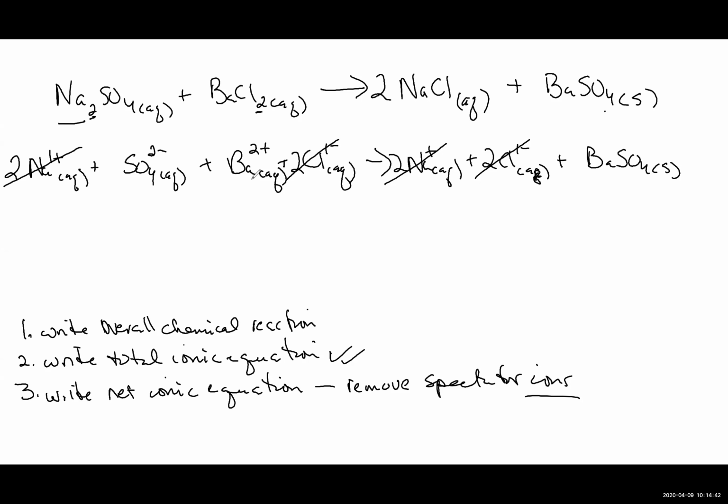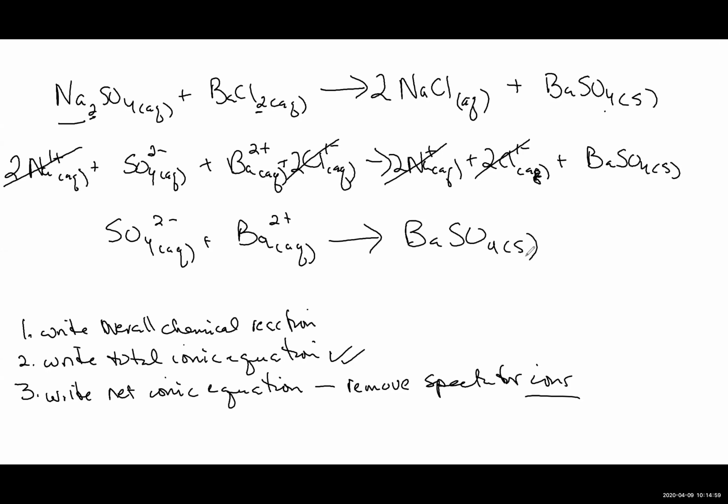And you can leave it in this order, but typically people always put the positive thing first. I don't really care right now. I'm really concerned that you can get the idea. So I'm going to take sulfate ions and barium ions that started out aqueous, and I'm going to turn them into solid barium sulfate. That would be my net ionic equation.